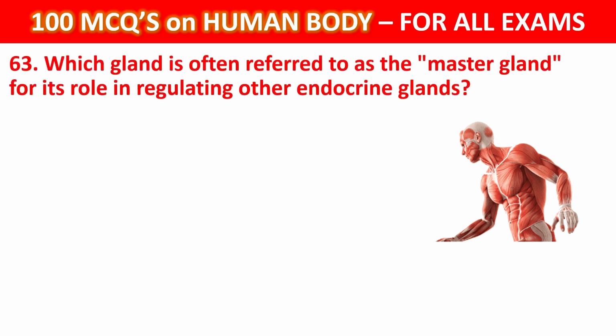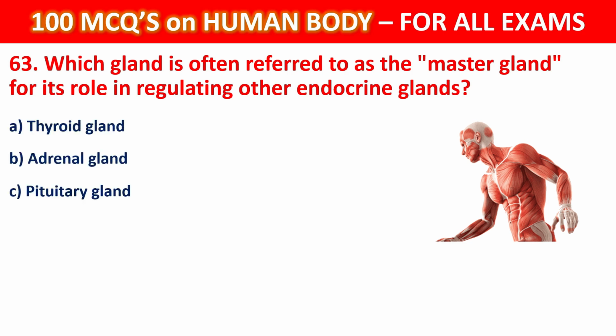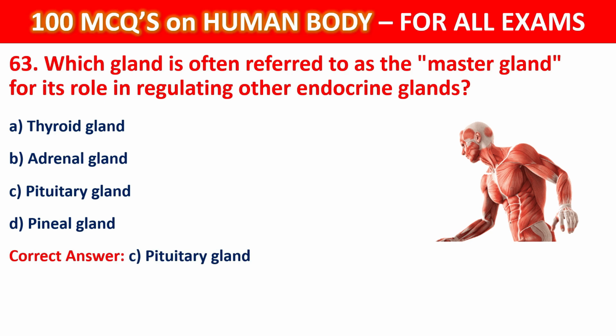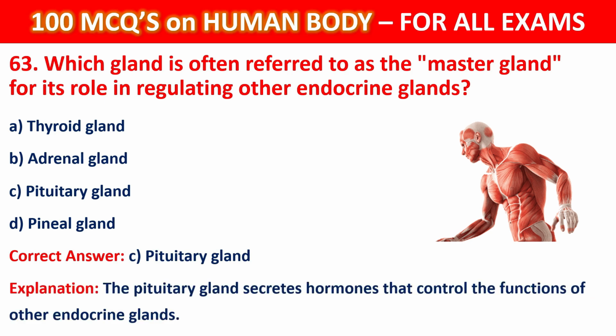Question number 63. Which gland is often referred to as the master gland for its role in regulating other endocrine glands? Your options are thyroid gland, adrenal gland, pituitary gland, or pineal gland. The correct answer is C, that is pituitary gland. The pituitary gland secretes hormones that control the function of the other endocrine glands.